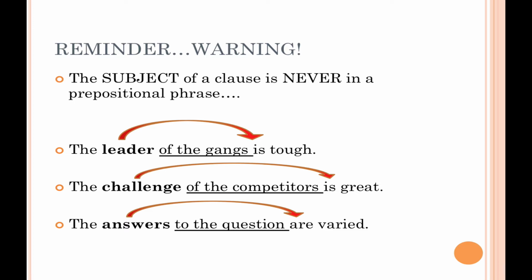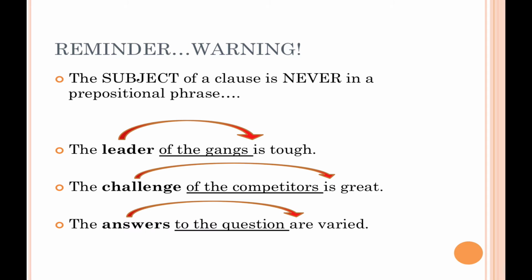Now, it says of the gangs right next to the verb. So isn't it supposed to be the leader of the gangs are tough? No, double check. The subject of the sentence cannot be in that prepositional phrase, which is underlined. Therefore, the subject is leader. The subject is singular. Therefore, the verb has to be singular also, and in this case, is.